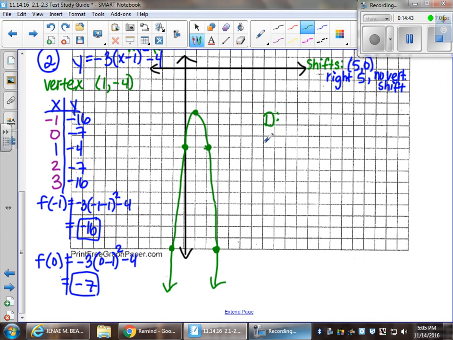Domain, range, axis of symmetry, roots, and y-intercept. Go ahead and pause here. Oh, and shifts. Please pause here and fill this checklist out yourself, and then we'll compare our answers.